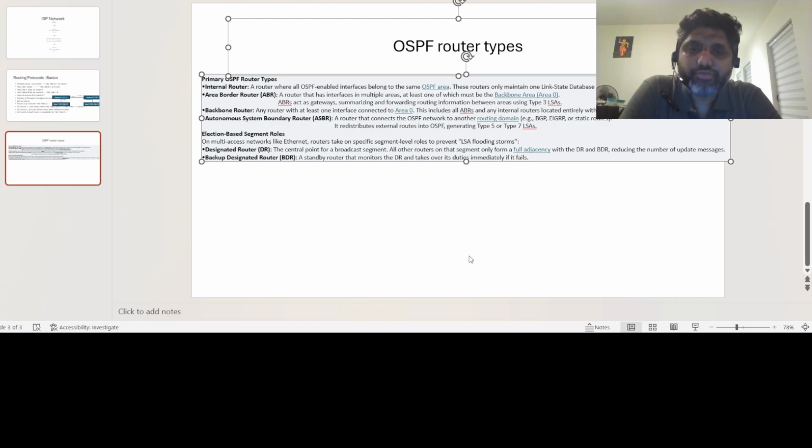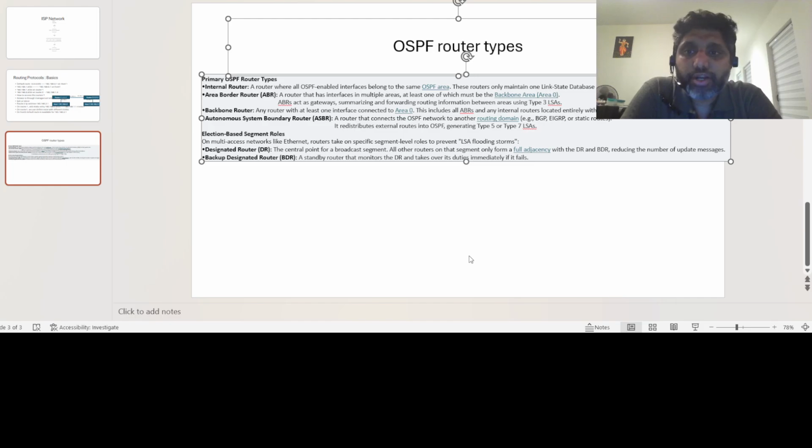So then what is a backbone router? Any router with at least one interface connected to area 0. This includes all ABRs and internal routers. Let's suppose all the routers in area 0 are called backbone routers because it's a backbone. Backbone area is area 0, right? So all the routers within that area are called backbone routers. Here in my example, Bengaluru area is the backbone area, so all the routers in the Bengaluru region will be called backbone routers.